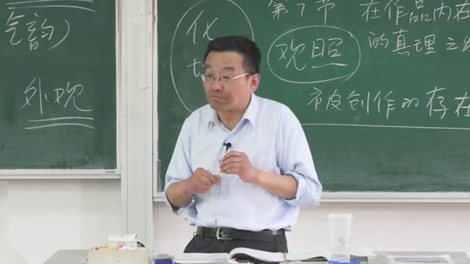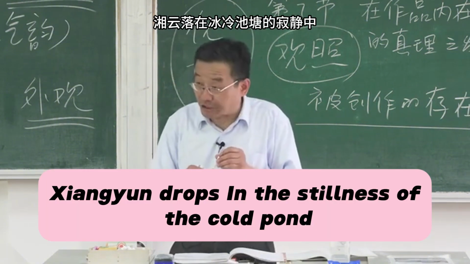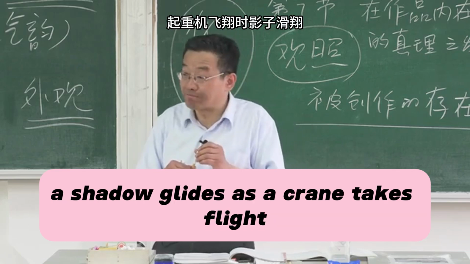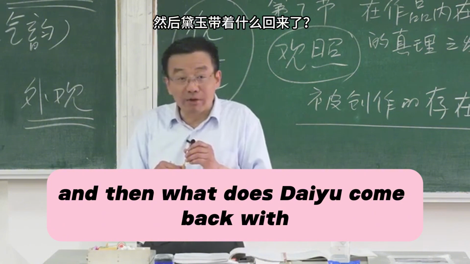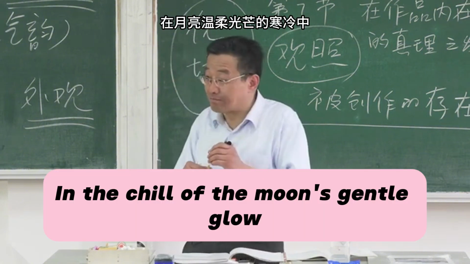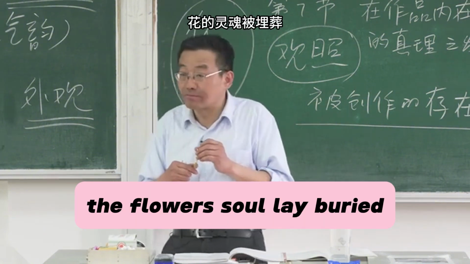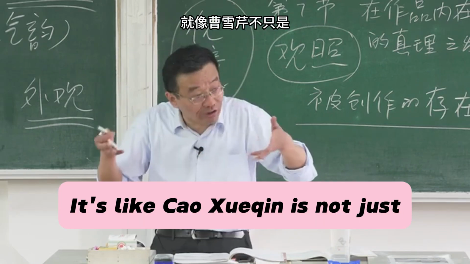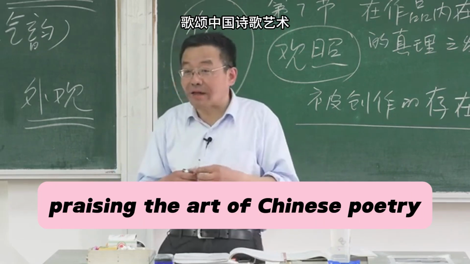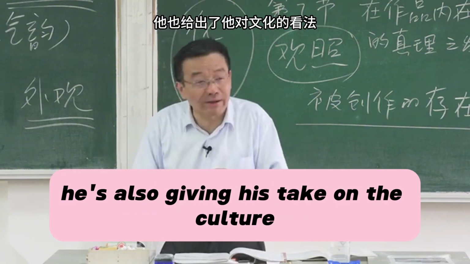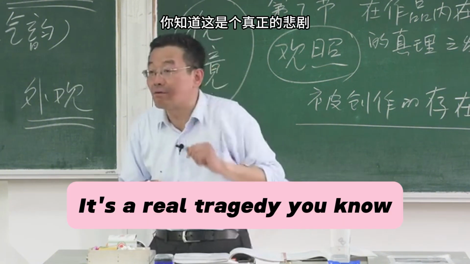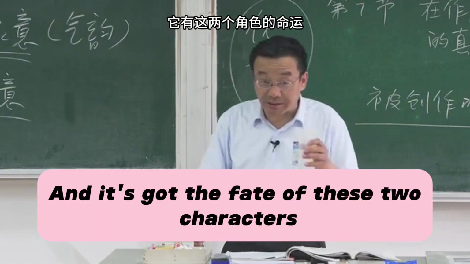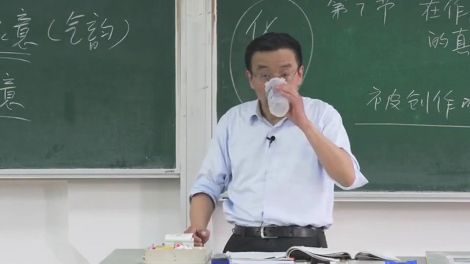But how does it end? Shangyun drops in the stillness of the cold pond, a shadow glides as a crane takes flight, and then what does Daiyu come back with? In the chill of the moon's gentle glow, the flower's soul lay buried. That's a wrap. It's like Cao Xueqin is not just praising the art of Chinese poetry, he's also giving his take on the culture. It's a real tragedy, you know? And it's got the fate of these two characters all wrapped up in it.